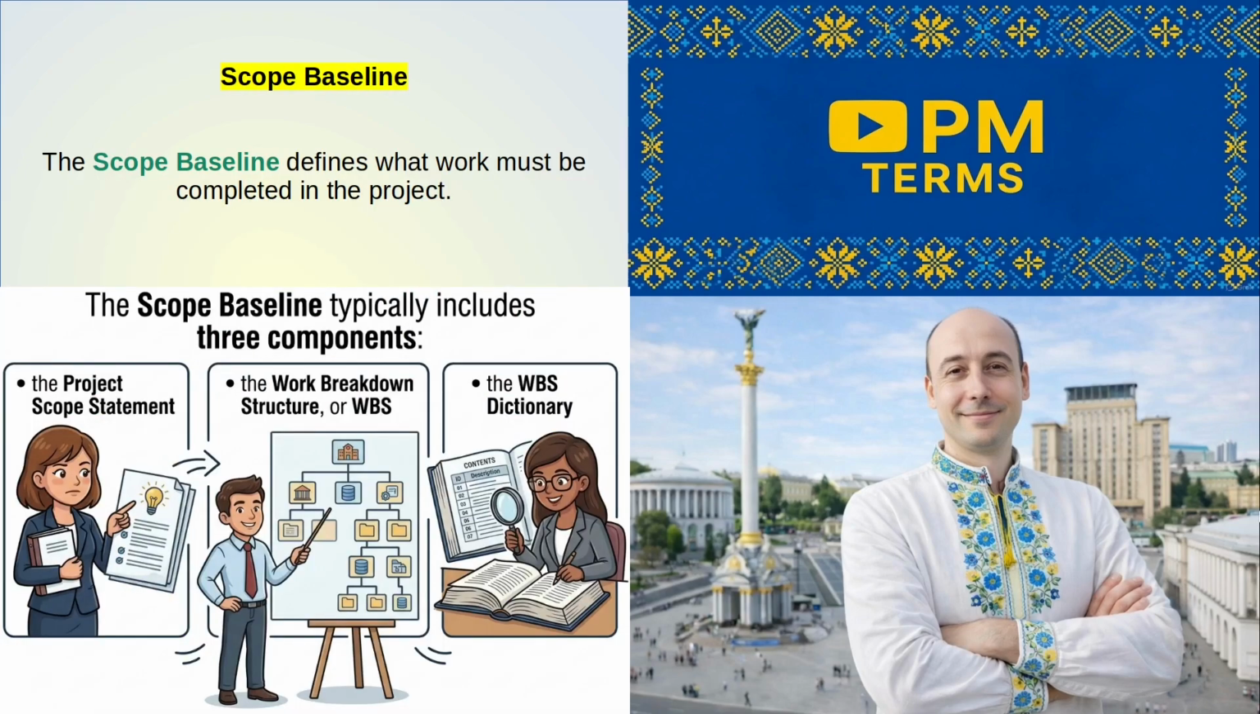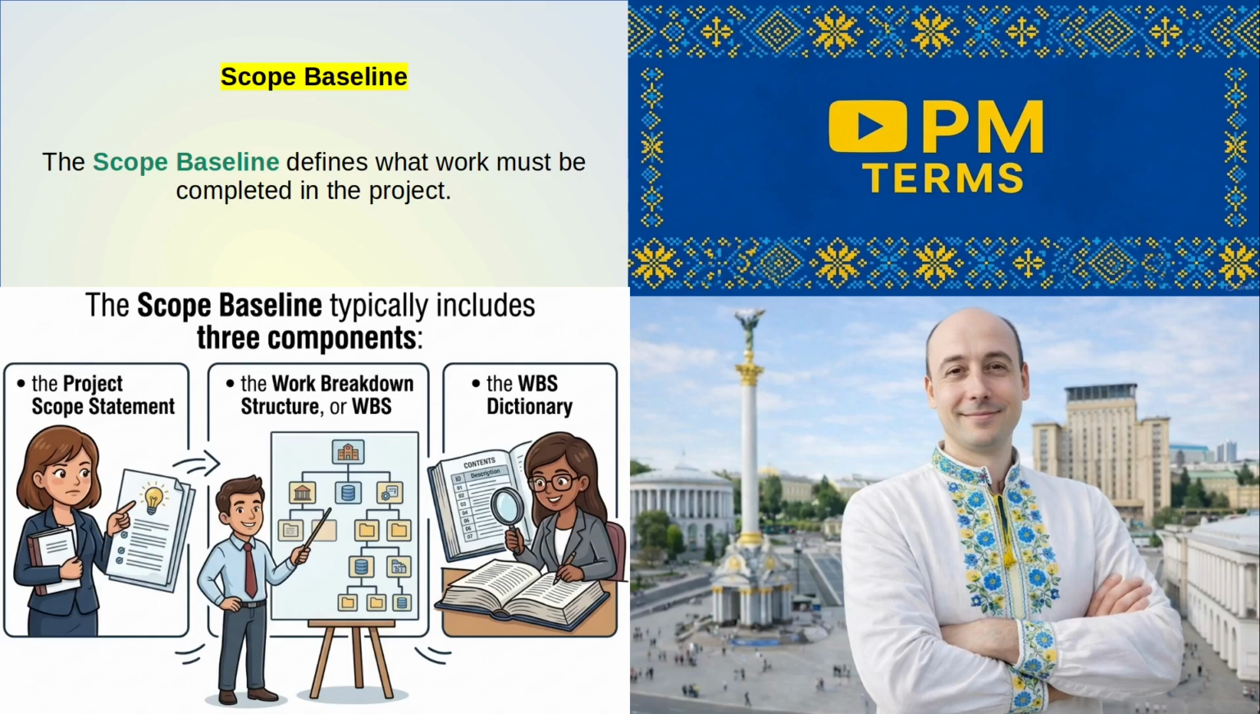Scope baseline. The scope baseline defines what work must be completed in the project. It typically includes three components: the project scope statement, the work breakdown structure, the WBS dictionary. The scope baseline clearly defines the project deliverables and boundaries.